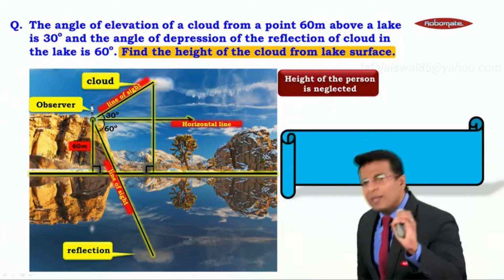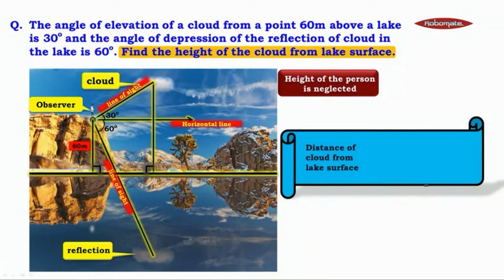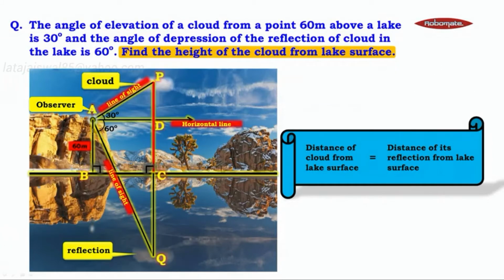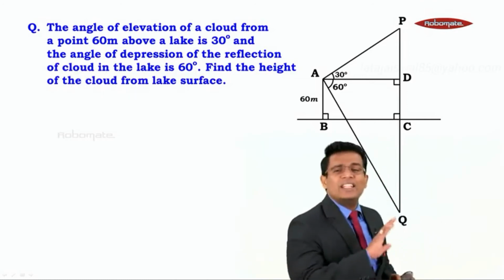Now there is one very important thing which we have to understand when you're doing this. The distance of the cloud from the lake surface and the distance of the reflection of the cloud from the lake surface will always be equal. That means that particular segment and this particular segment which I have drawn right now, they both are equal. This is the most important thing, and this will help us to solve the sum very easily. So ultimately this is what you draw and you get a figure like this. Once you have drawn the figure, it's very easy to solve the sum.